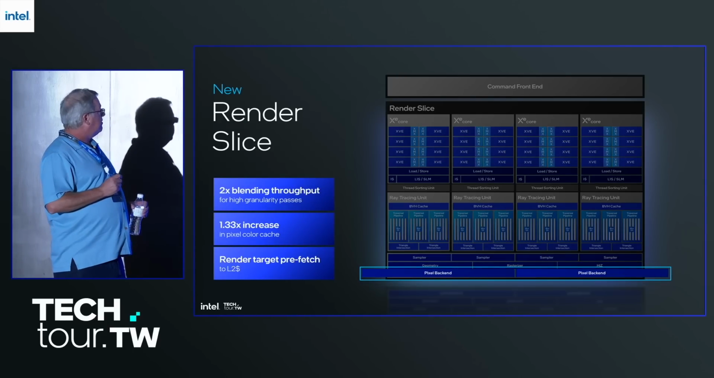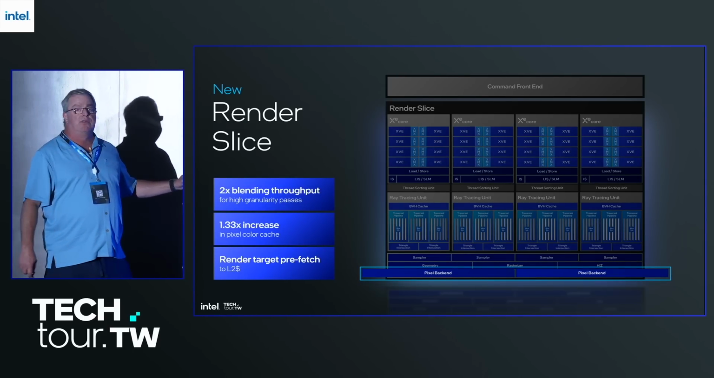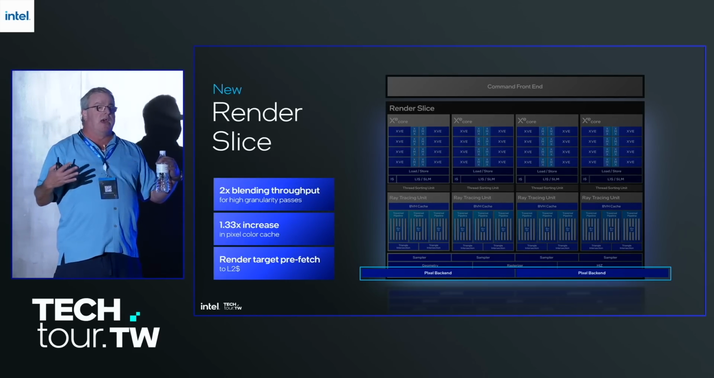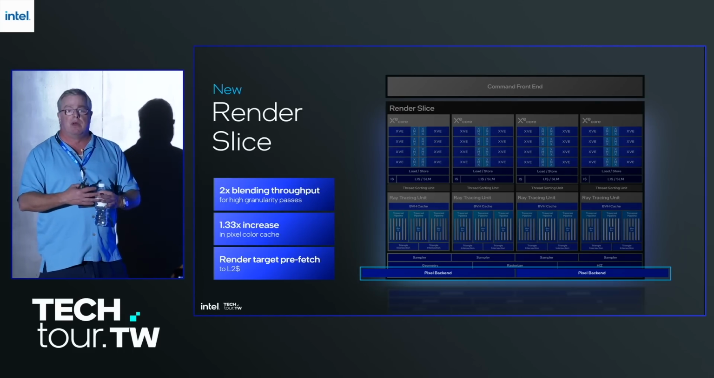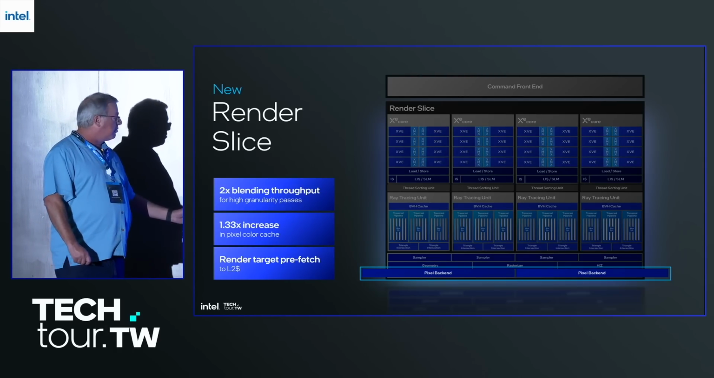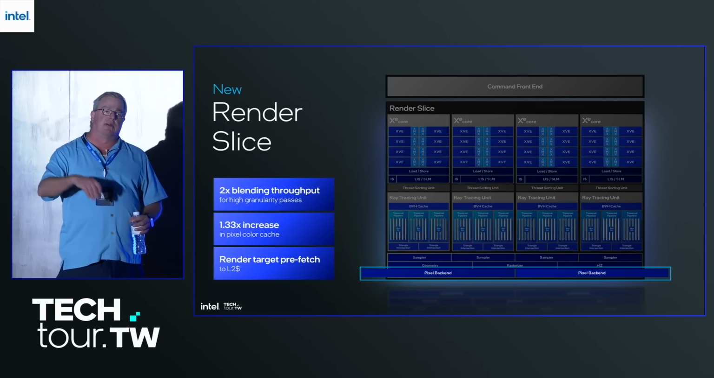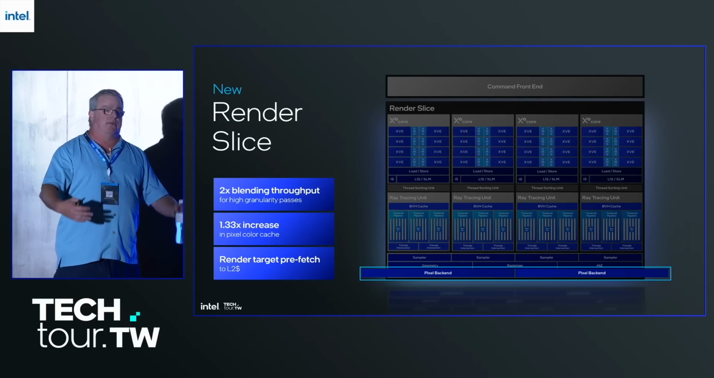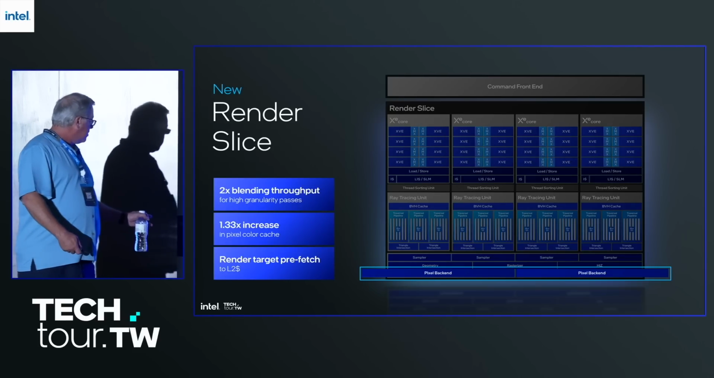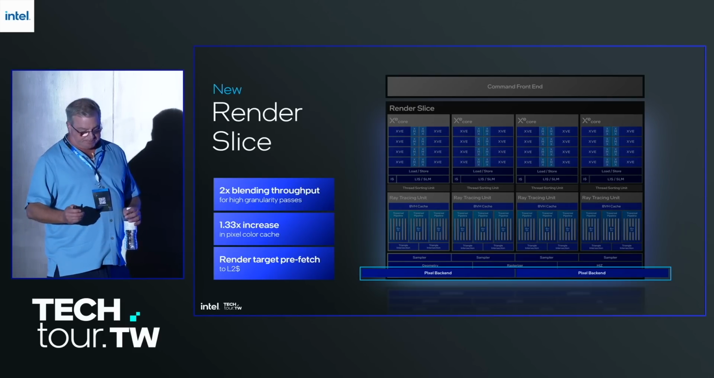All right, so considering, again, the pixel backend, we have 2x blending throughput, which is, basically you've taken all these fragments, you've shaded them together, and when there's transparency, you have to blend them. So higher bandwidth for blending is critical. We've also got a 1.33x increase in our pixel color cache, which again reduces bandwidth requirements on our cache. All thrown together, it's a bubbly, delightful creature of comfort, okay? And render target prefetch is increasing on the L2 cache.